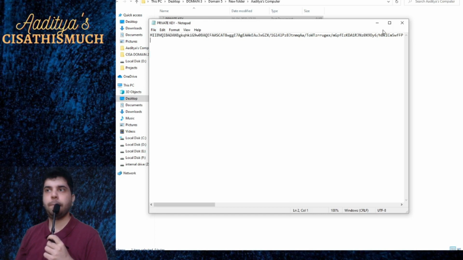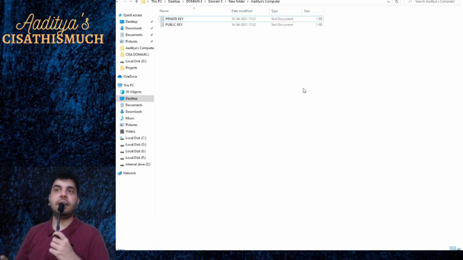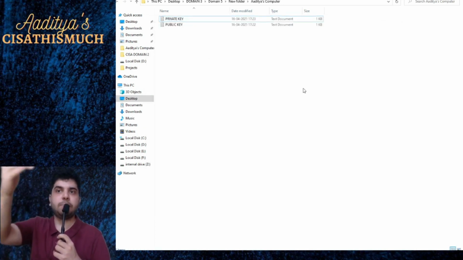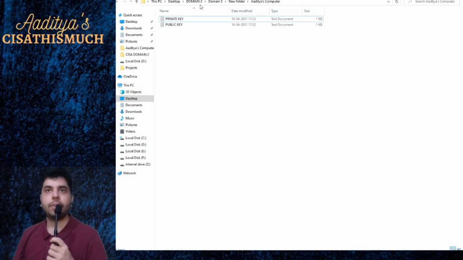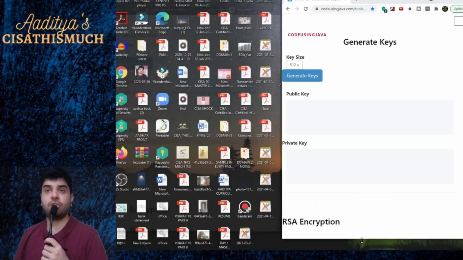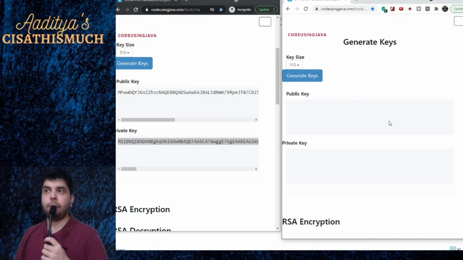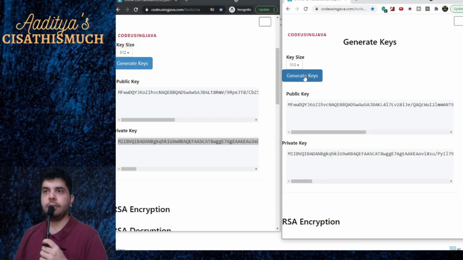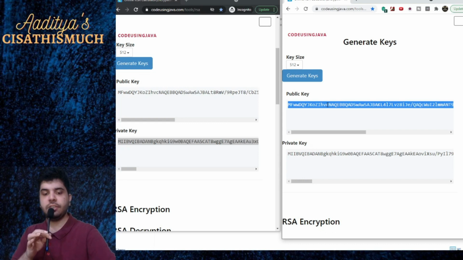All right, so basically Aditya has saved his public key as well as the private key. Now I am generating keys for the receiver, for Mr. John. Now this is John's computer. John is also clicking on generate keys. All right, now John is saving his keys.